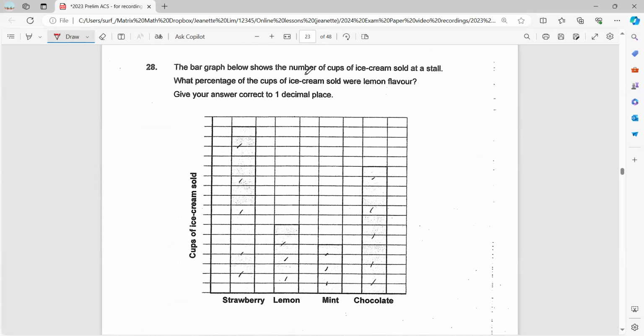Question 28. The bar graph below shows the number of cups of ice cream sold at a stall. What percentage of cups of ice cream sold were lemon flavor? If you want to find the percentage, I need to know how many are each. Since there are no numbers, let's use units. For example, 1 square will be 1 unit. Let's label all the 5: 1, 2, 3, 4, 5.